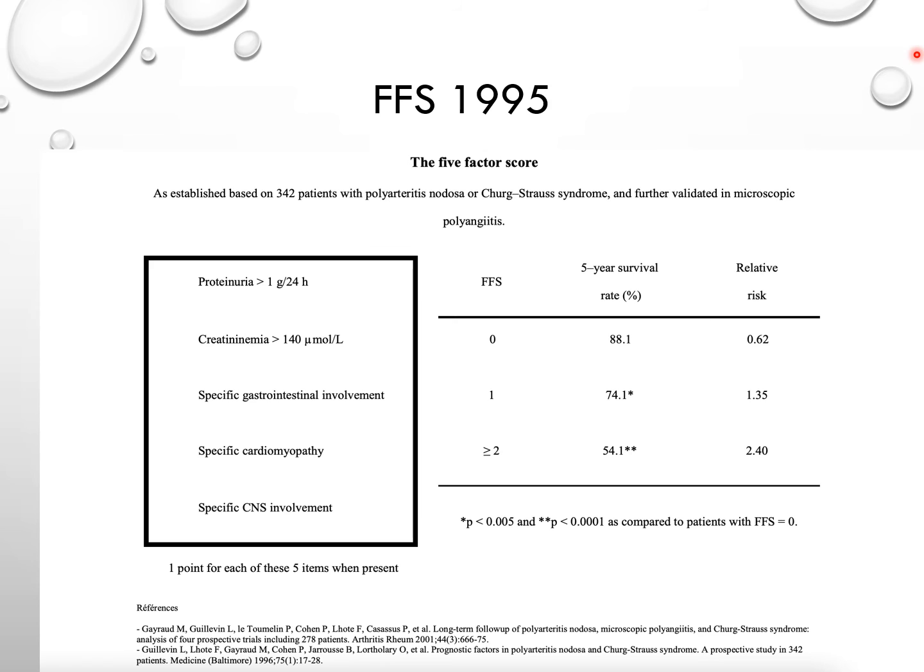So this is the five-factor score proposed in 1995. It depends mainly on proteinuria and high creatinine level, with a specific gastrointestinal manifestation, severe affection, and cardiomyopathy, as well as CNS involvement, mainly polyneuropathy, which starts sensory and ends motor. This five-factor score was proposed to help guide treatment of patients with ANCA-vasculitis or any other vasculitis, even PAN. And it shows that patients with a high five-factor score have a higher mortality rate than others.